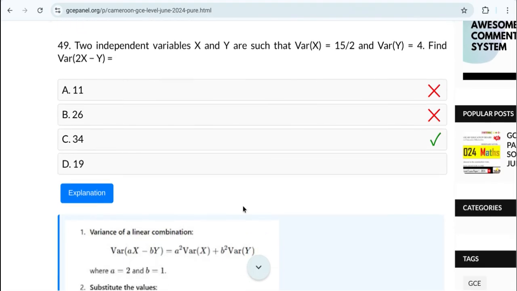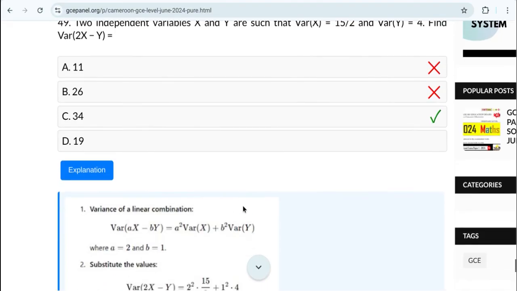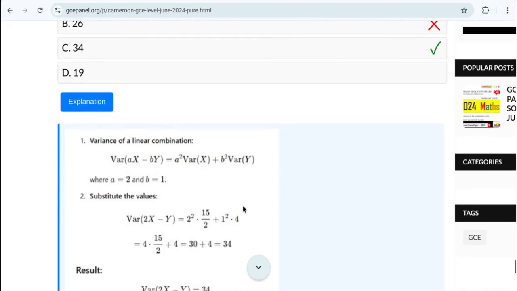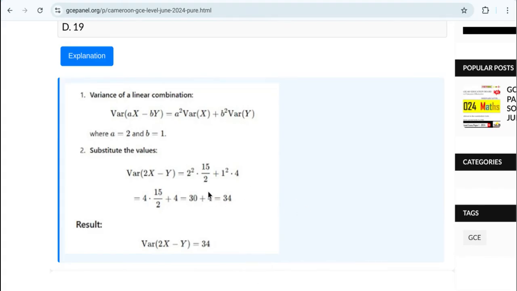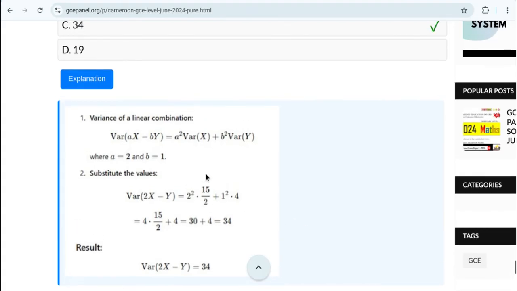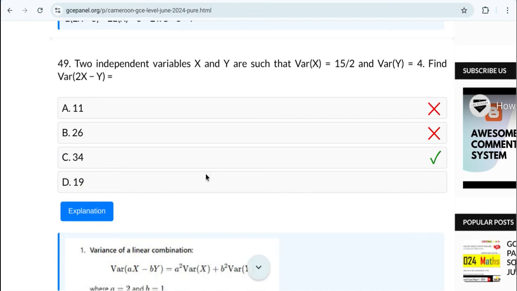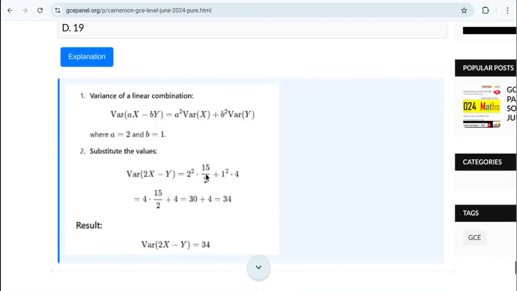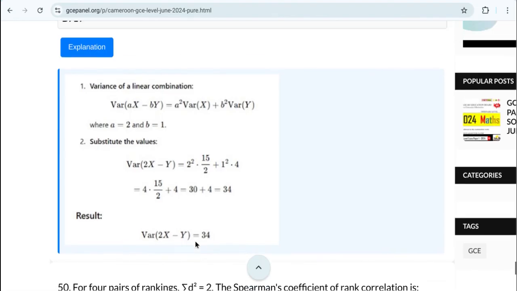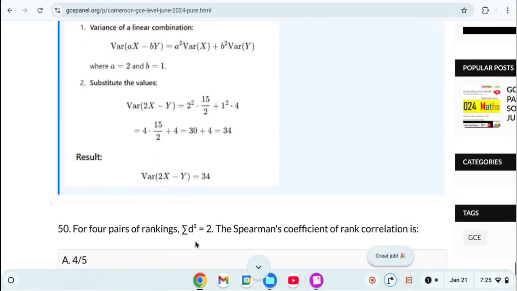So from here, our a is 2 and our b is 1. So we'll have 2 squared times var x, 15 on 2, plus 1 squared times var y, which is just 4. So this gives us 4 on 2, 2 times 15 is 30, plus 4 is 34. So the key is C and the result is 34.